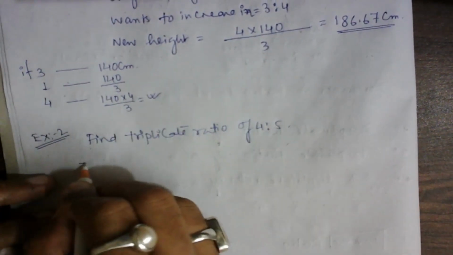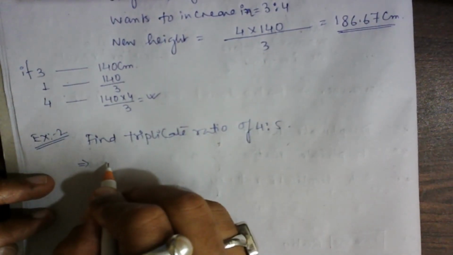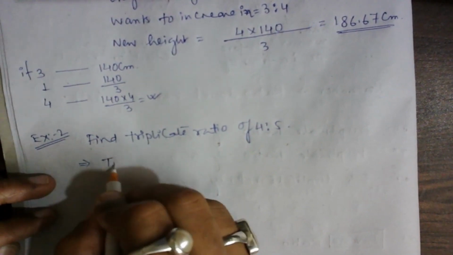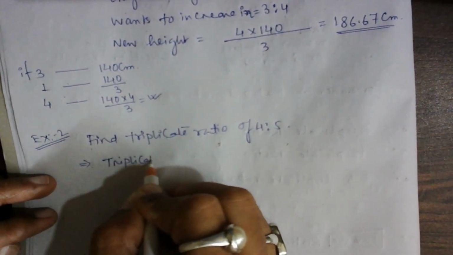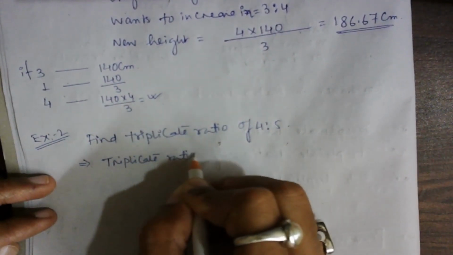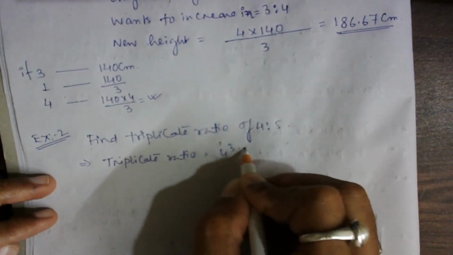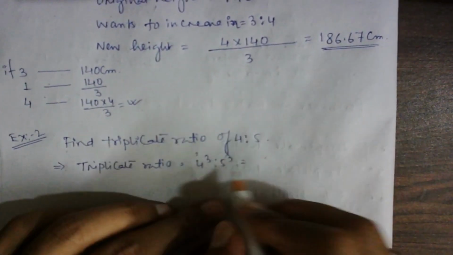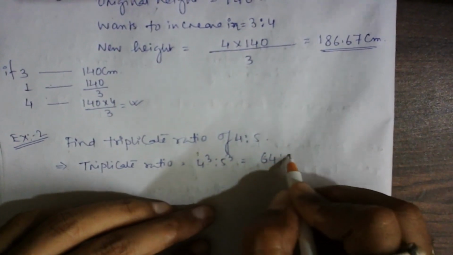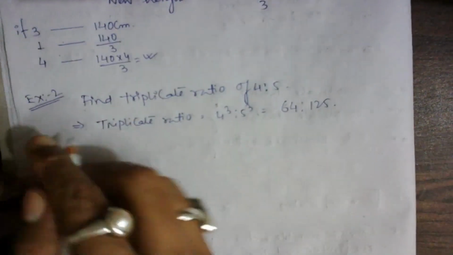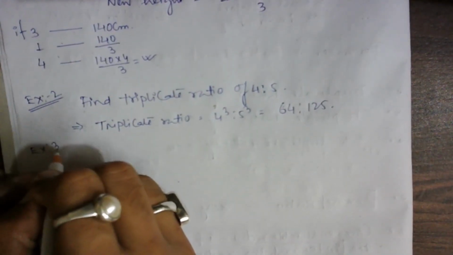So it's very easy, sir. Your triplicate ratio is nothing but 4 cube is to 5 cube. We need to make a cube only. 4 cube stands for 64, 5 cube stands for 125. Done, sir. Example 3.